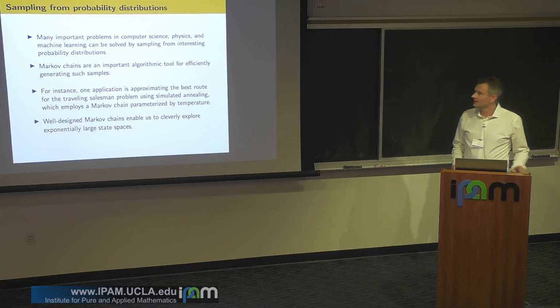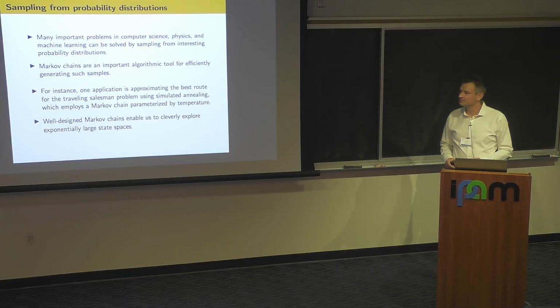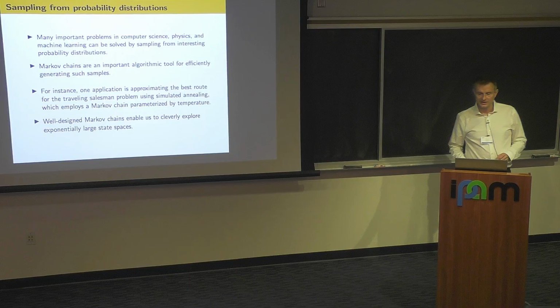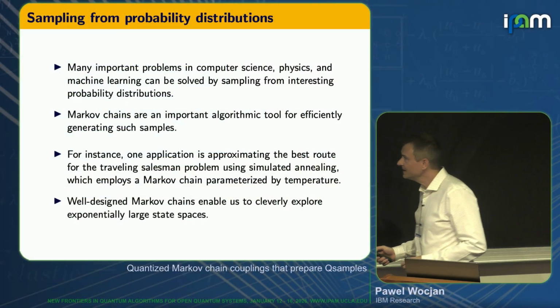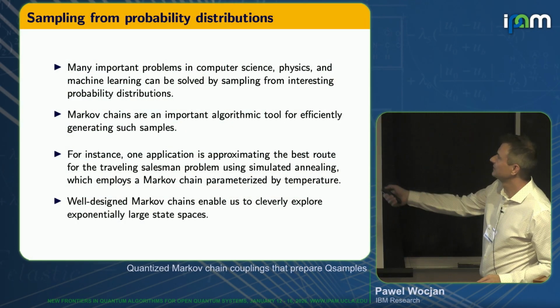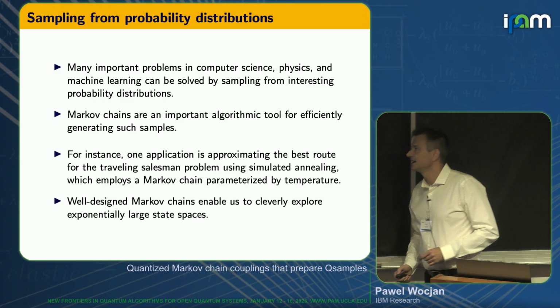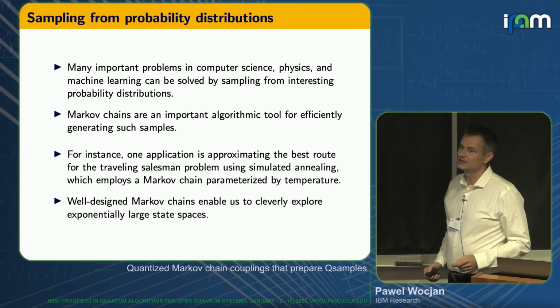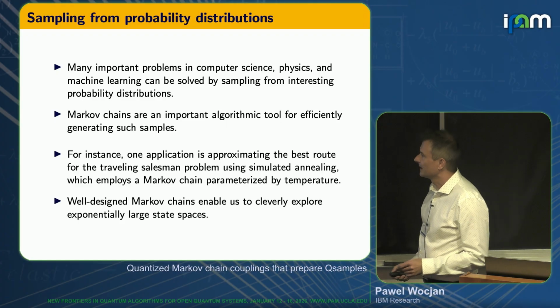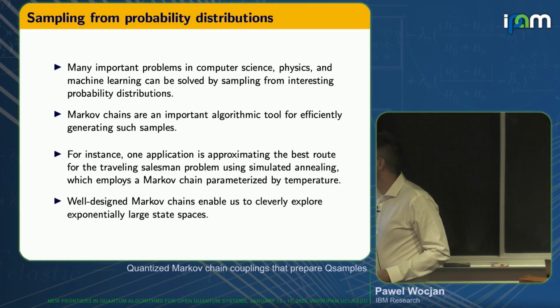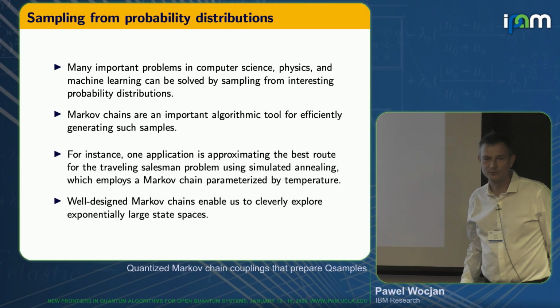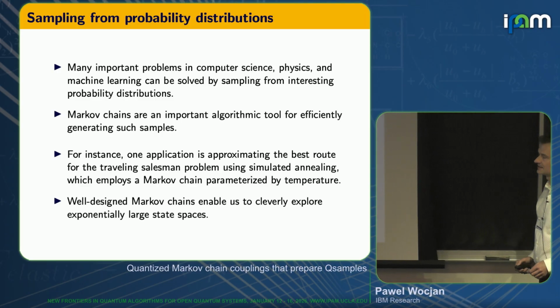Okay, so let me talk about sampling from probability distributions. Many problems in computer science, physics, and machine learning can be solved by sampling from interesting probability distributions. And so Markov chains are an important algorithmic tool for generating such samples.